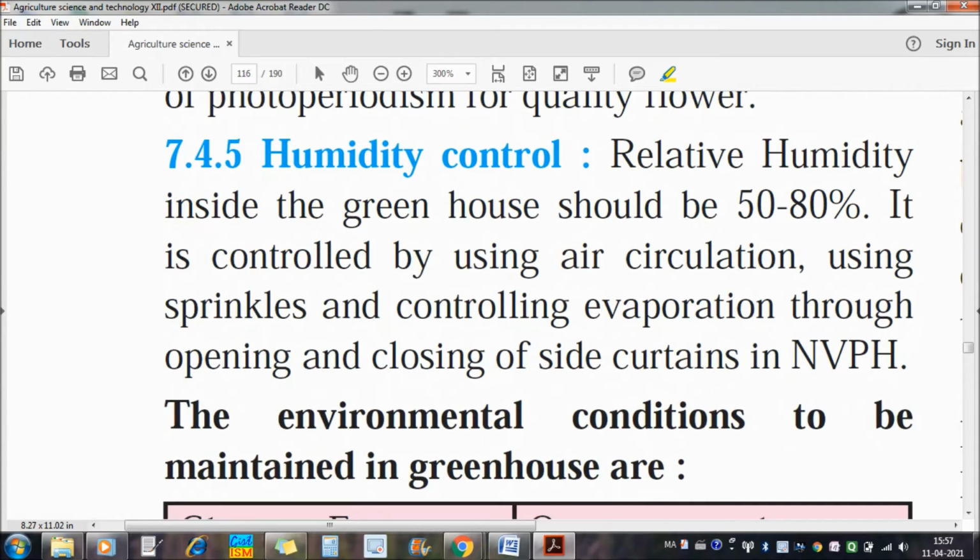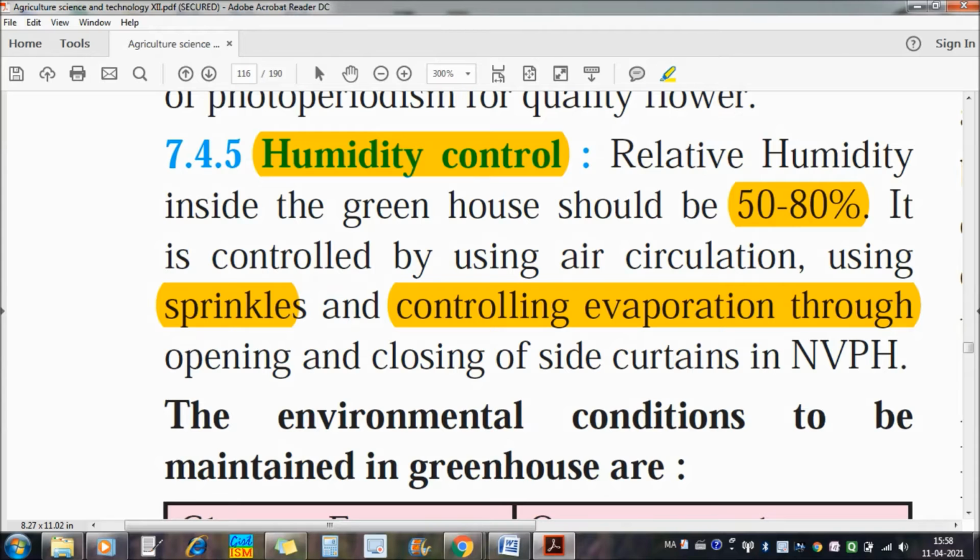Humidity also needs to be controlled in greenhouse. The relative humidity should be 50 to 80%. Remember that humidity is measured in percentage; there is no other unit. Why is it called relative humidity? Because it is calculated by comparing the water vapors present in the atmosphere and temperature. This can be controlled by air circulation, by using sprinklers, and by controlling evaporation through these systems.